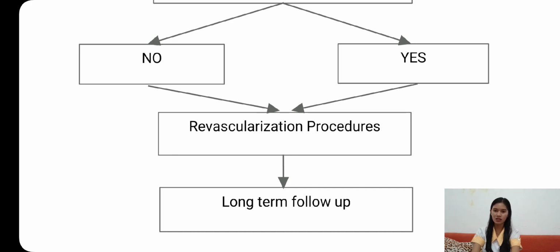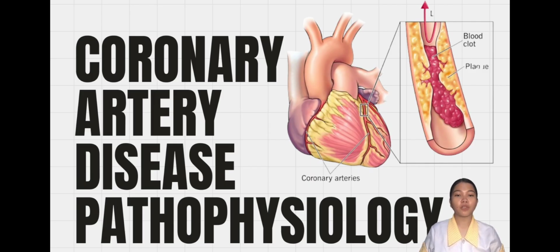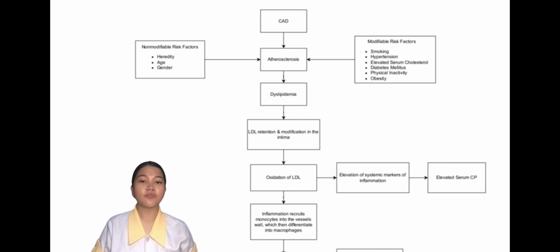Good day everyone, I am Ramona Sogorio and I will be talking about the pathophysiology of coronary artery disease. First things first, let's talk about the non-modifiable and modifiable factors. First is the non-modifiable factors, which include heredity, age, and gender. While our modifiable factors include smoking, hypertension, elevated serum cholesterol, diabetes mellitus, physical inactivity, and also obesity.